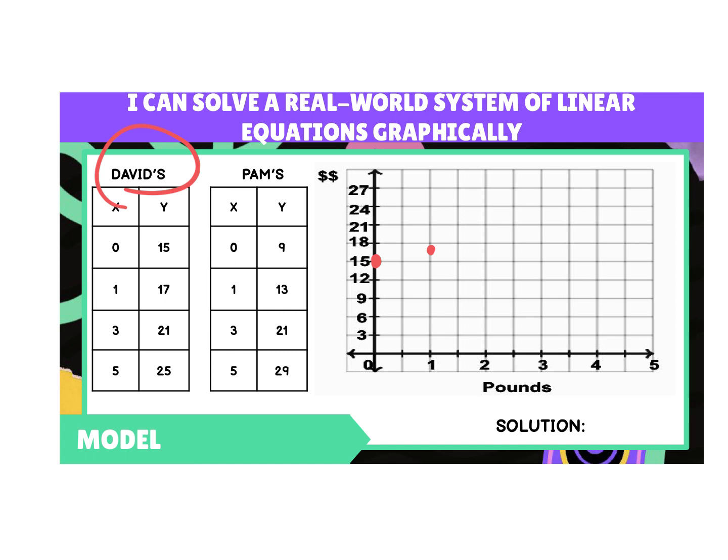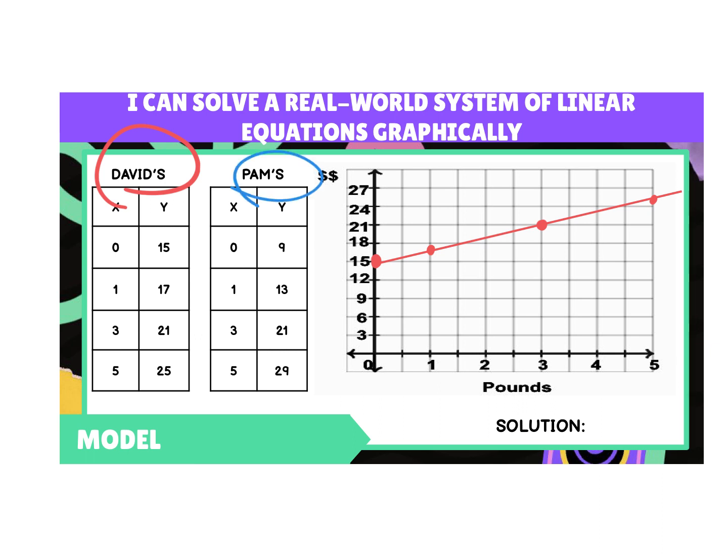3 comma 21, so slide to 3, slide up to 21. And 5 comma 25, we slide over to 5, up to 25. Again, not on our graph, but in between 24 and 27. Straight line to connect. And then I'm going to do Pam in blue.